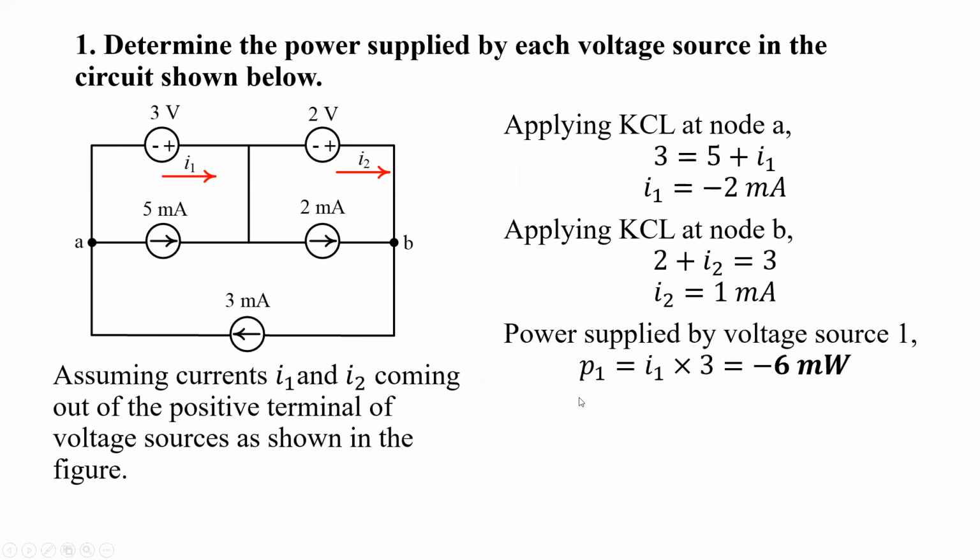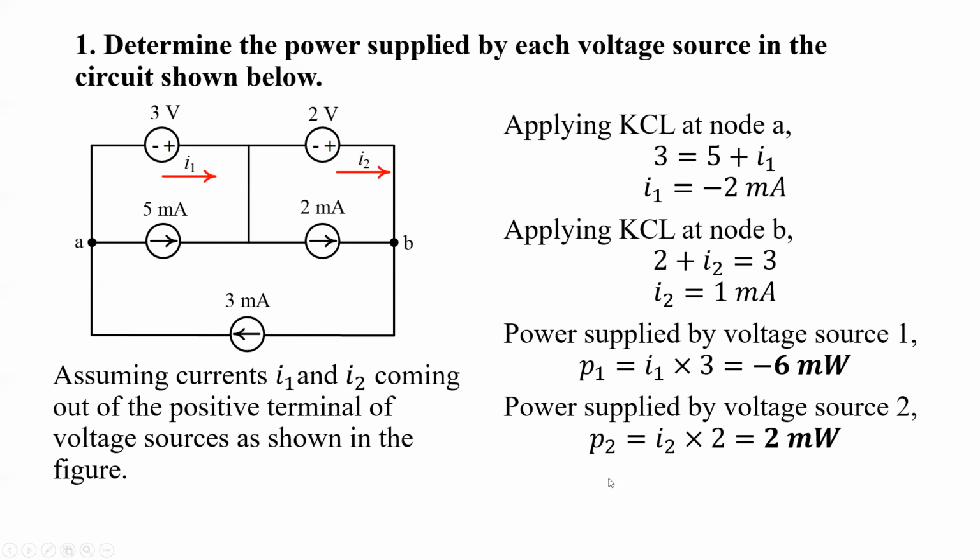Power supplied by voltage source 1 is given by P1 equals I1 times 3, which equals minus 6 milliwatt. Since the value is negative, that means voltage source 1 is receiving 6 milliwatt power, or we can even say it's supplying minus 6 milliwatt power. For voltage source 2, P2 equals I2 times 2, which gives 2 milliwatt. So this 2 volt voltage source is supplying 2 milliwatts power.